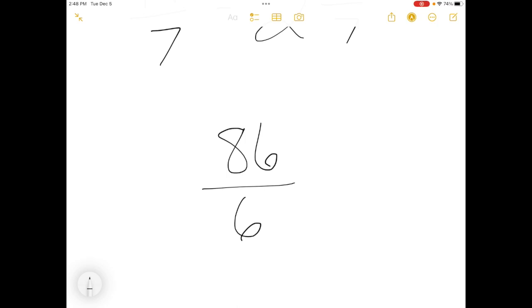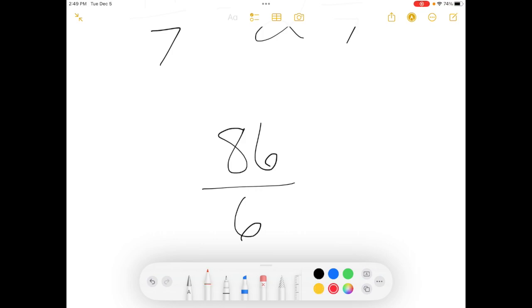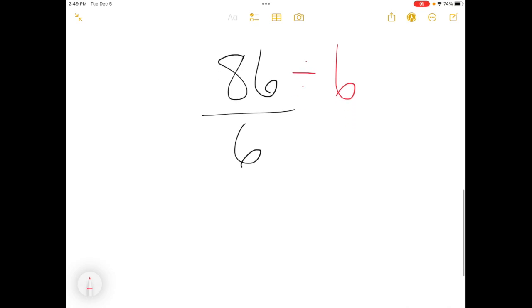Most multiplication tables go up to 12. So I would not be able to hit 86 on that multiplication table. So you could set up a division problem. One thing to remember with fractions and division, they work together. So 86 over 6 is the same thing as thinking to yourself, 86 divided by 6. So I can set that problem up. 86 divided by 6. All right?